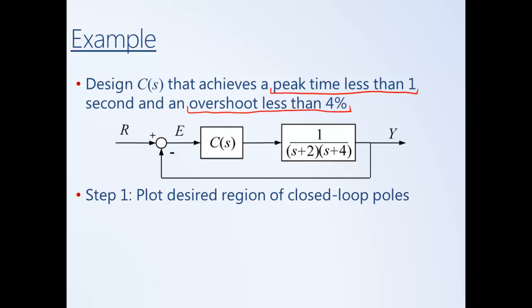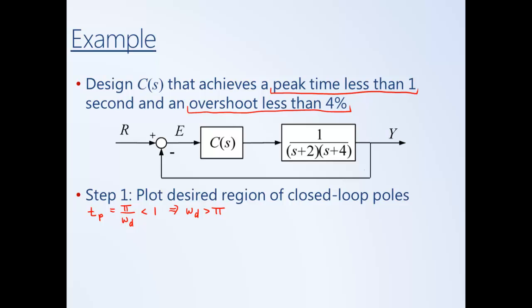So the first requirement for peak time, we can use the fact that peak time is equal to pi over omega d, and we want the peak time to be less than 1 second. If we solve this for omega d, we can multiply omega d to the right. We get that omega d needs to be greater than pi.